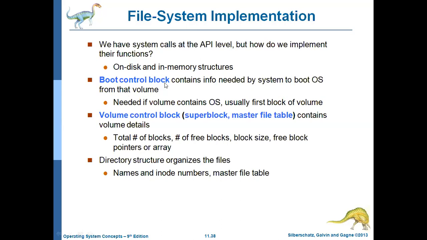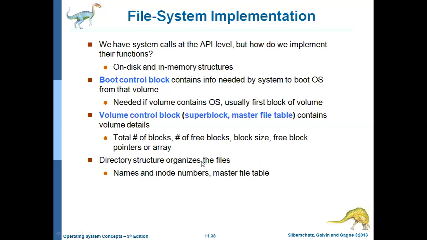The boot control block contains the information needed by the system to boot the operating system from that volume. It is needed if the volume contains an operating system, and it is usually the first block of the volume. The other one is the volume control block. You call this a super block, or a master file table, which contains all the volume details: the total number of blocks, the number of free blocks, the block size, and free block pointers or array. All these are held in the volume control block, so we call it a master file table.